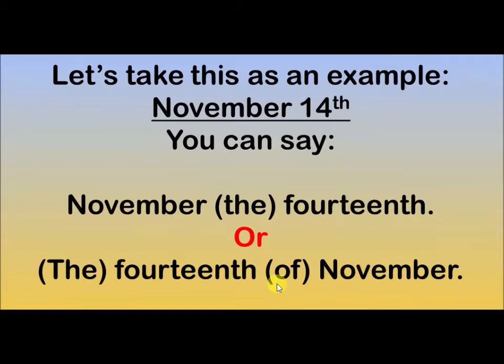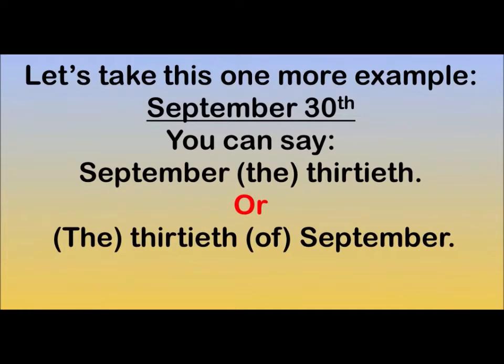Of, not off. You say off if you find a double F, but you say of if you find just one F. Let's take one more example. September 30th. You can say September the 30th or the 30th of September.